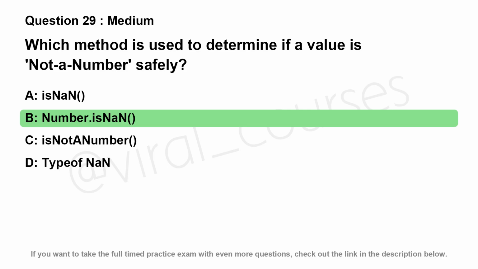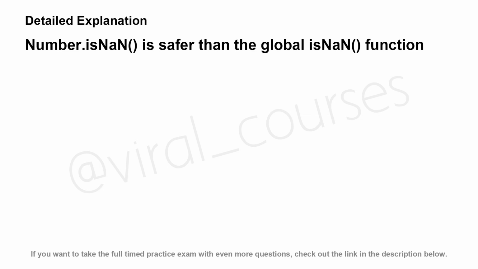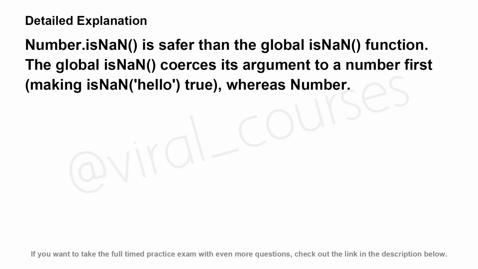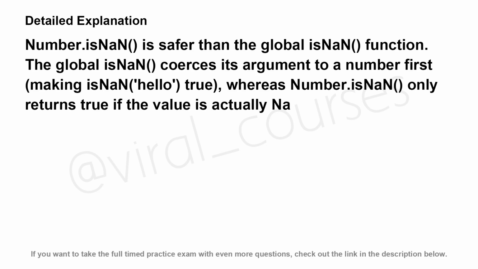The correct answer is B. Number.isNaN is safer than the global isNaN function. The global isNaN coerces its argument to a number first, making isNaN("hello") true, whereas Number.isNaN only returns true if the value is actually NaN.